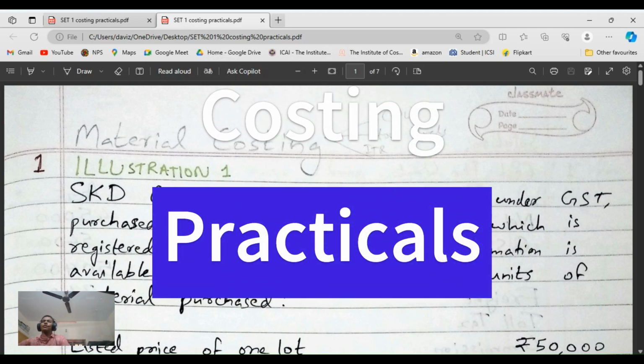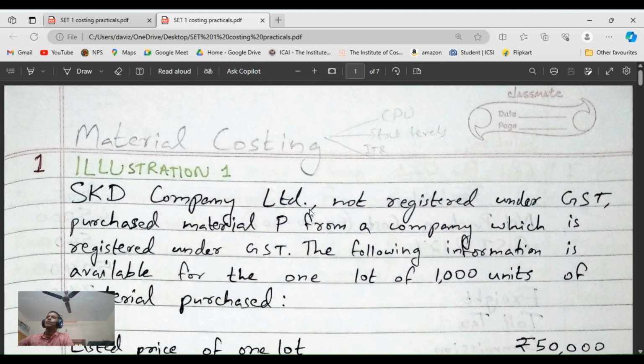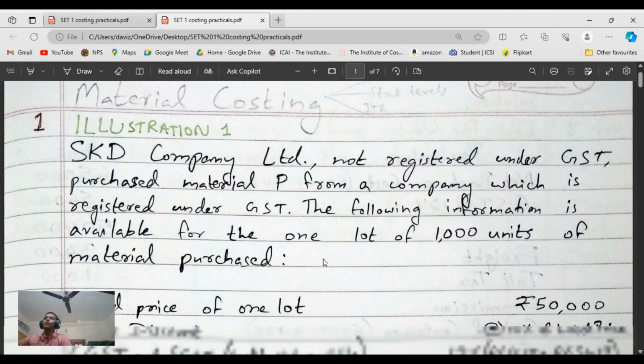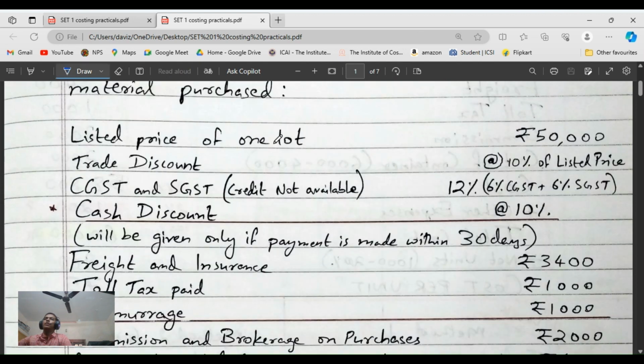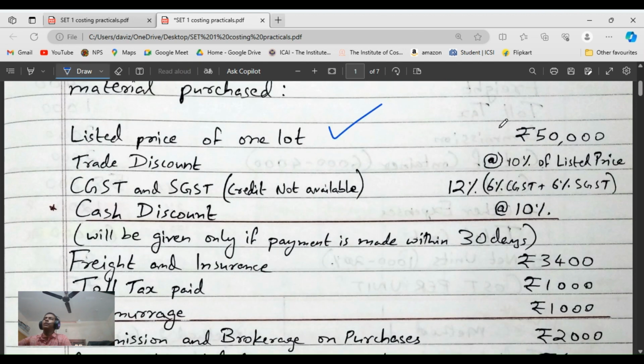Question number 1. SKD Company Limited is not registered under GST. It purchased the material P from a company which is registered under GST. The following information is available for one lot of 1000 units of a material purchased. Listed price of one lot is 50,000. Trade discount is 10%. The GST is 6% each.